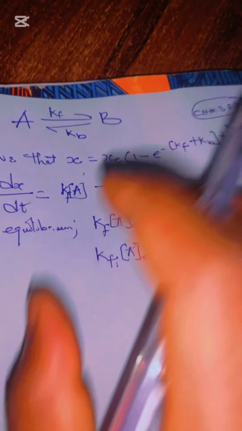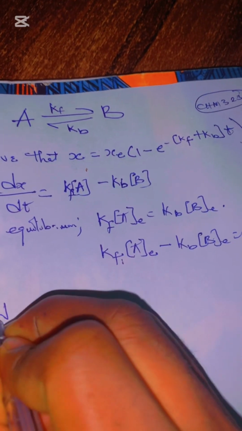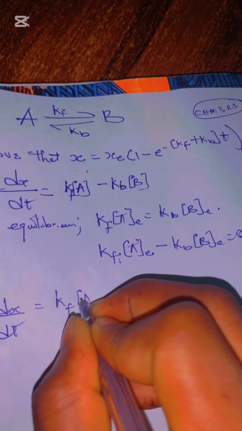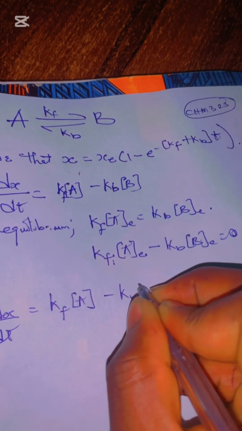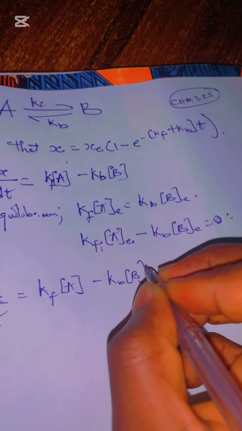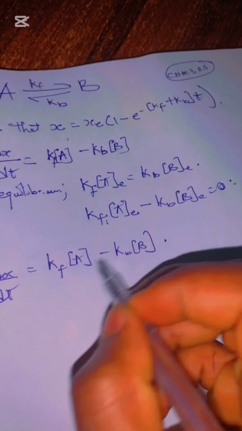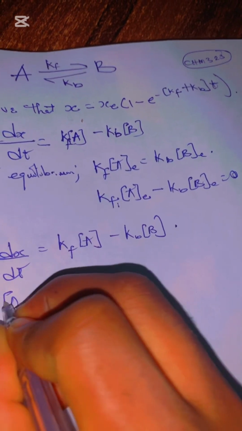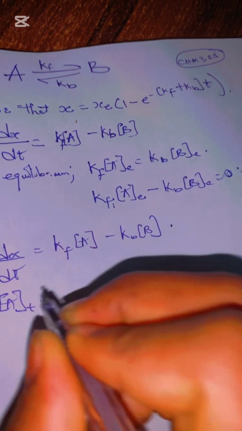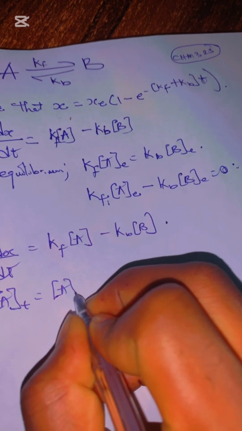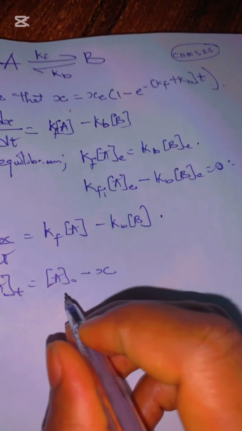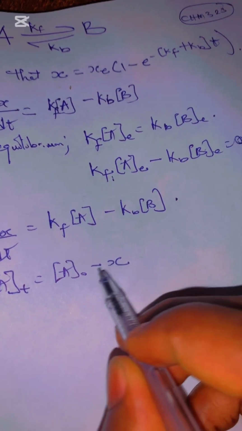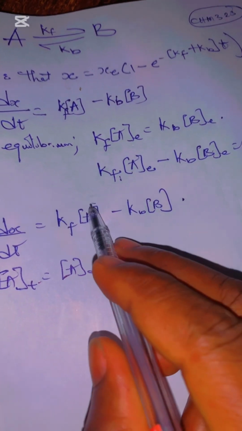Okay, now let's move on from this. We said dx over dt is equal to Kf A minus Kb B. Now, this A is the change in A. How do I get the change in A? Don't forget that At is equal to A naught minus X. That means X is the amount of A that is decomposed. That is what it means, and this is the A we are having here.